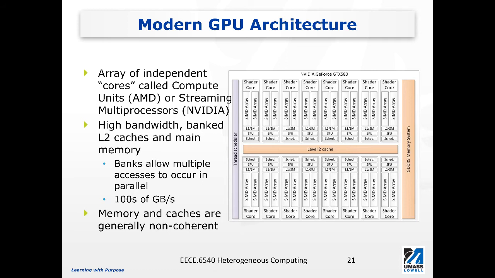Banks of the memory allow multiple accesses to occur in parallel, which can reach up to hundreds of gigabytes per second. And this memory and these caches are different from the memory and caches in general purpose processors. The memories and caches here are non-coherent, which makes the processor design simpler, and also improves the degree of parallelism in those parallel processing units.